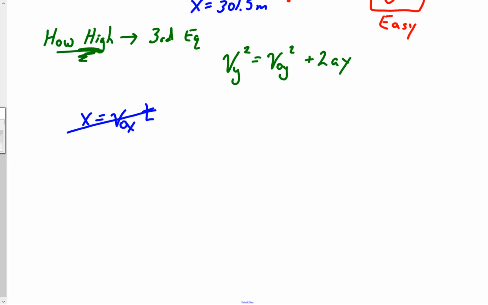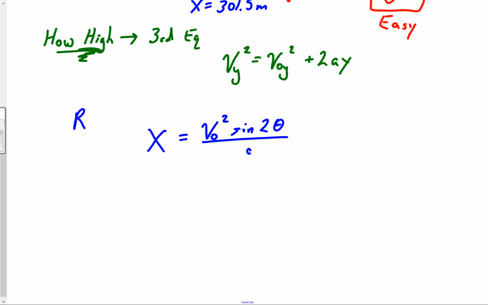But what's cool is there is one other equation for x, and it's known as the range equation. In one of my other videos, I derived the range equation. The range equation looks like this: x equals V0 squared sine 2 theta over g.